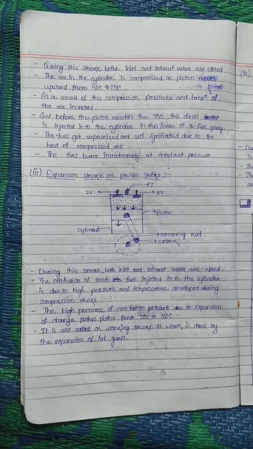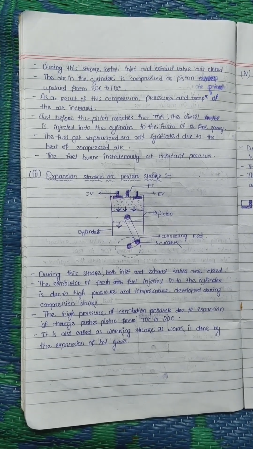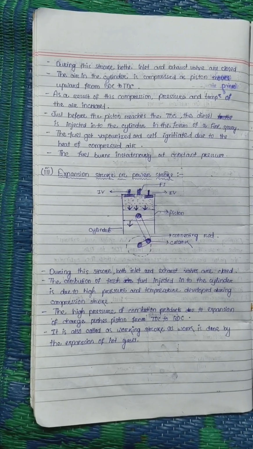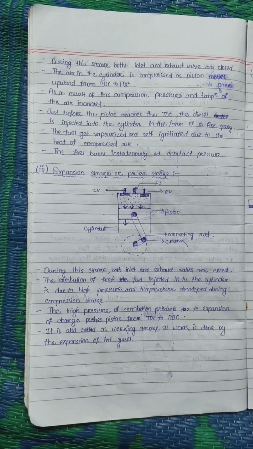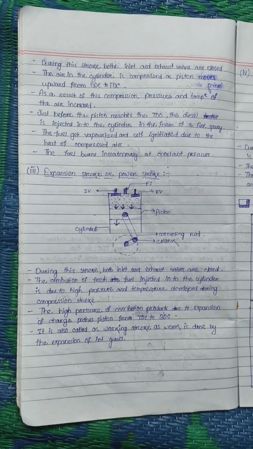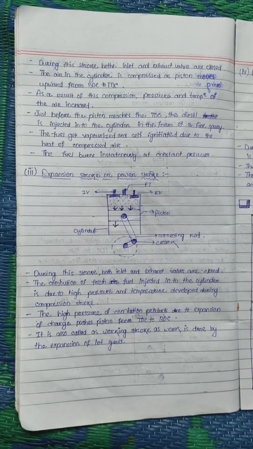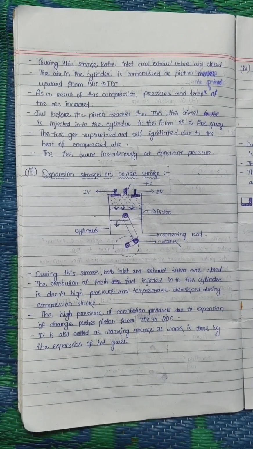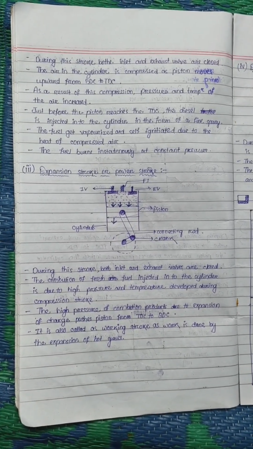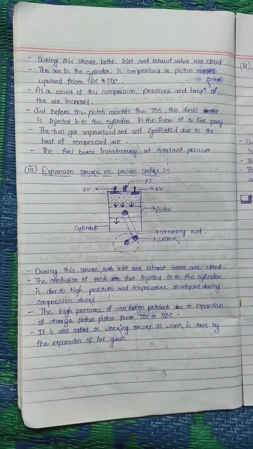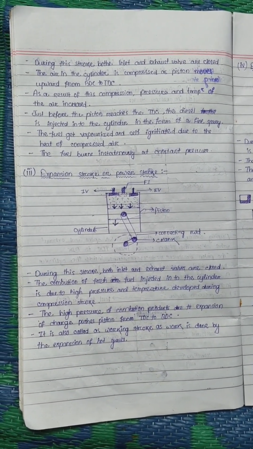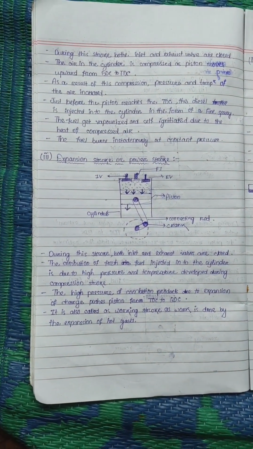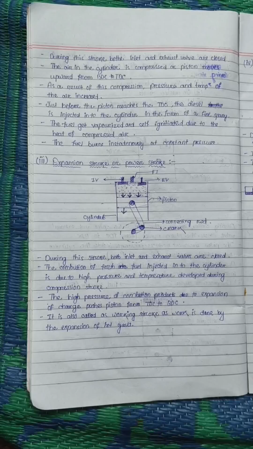Just before the piston reaches the TDC, diesel fuel is injected into the cylinder in the form of a fine spray. The fuel gets vaporized and self-ignited due to the heat of the compressed air. The fuel burns instantaneously at constant pressure, and then we have the expansion stroke or power stroke.